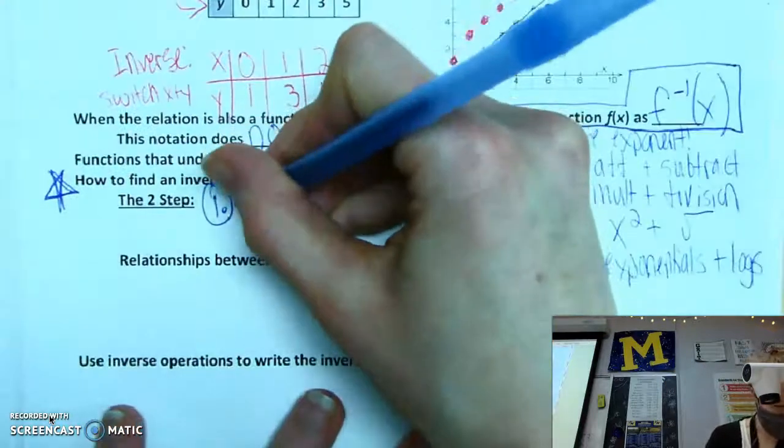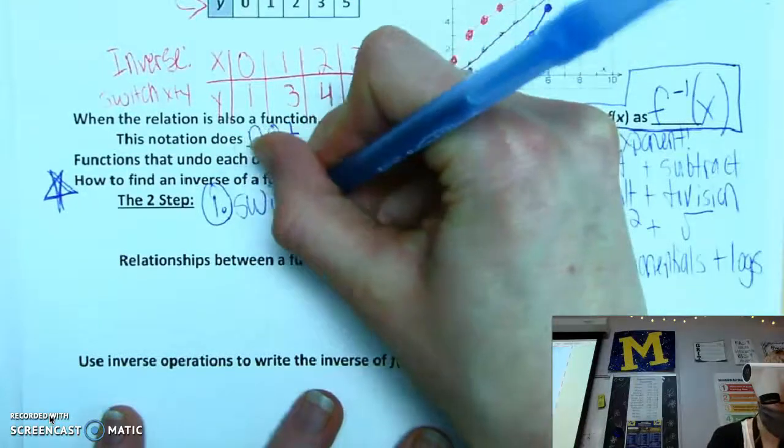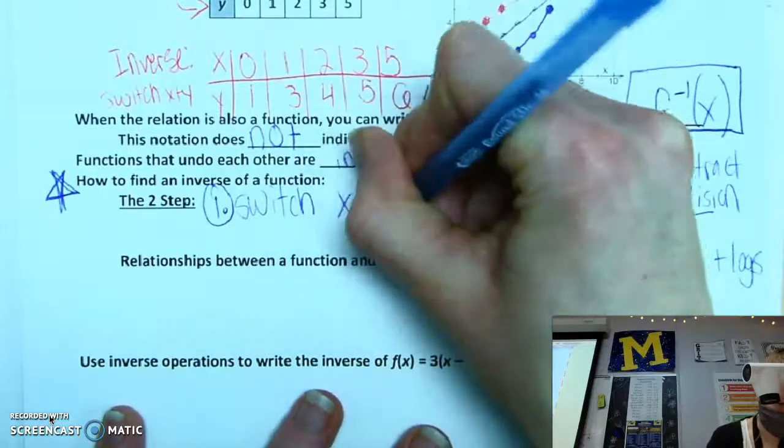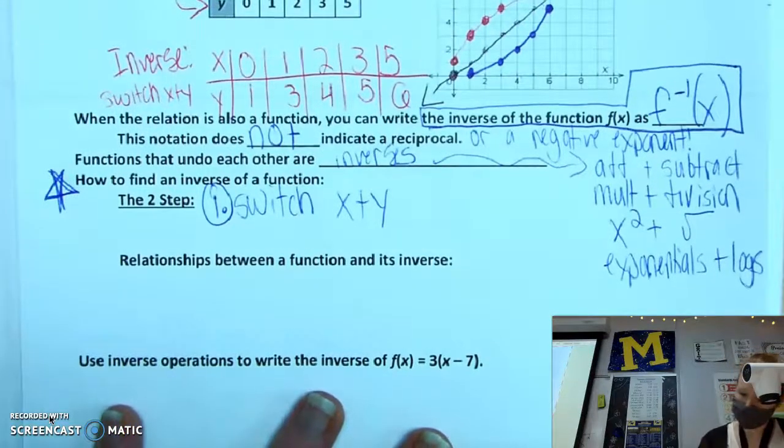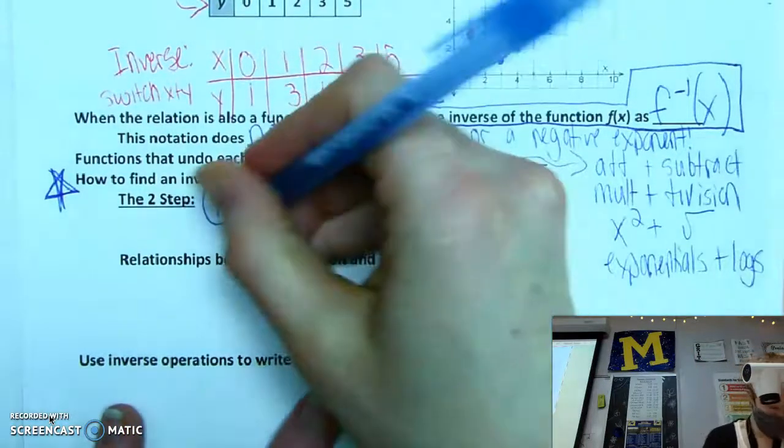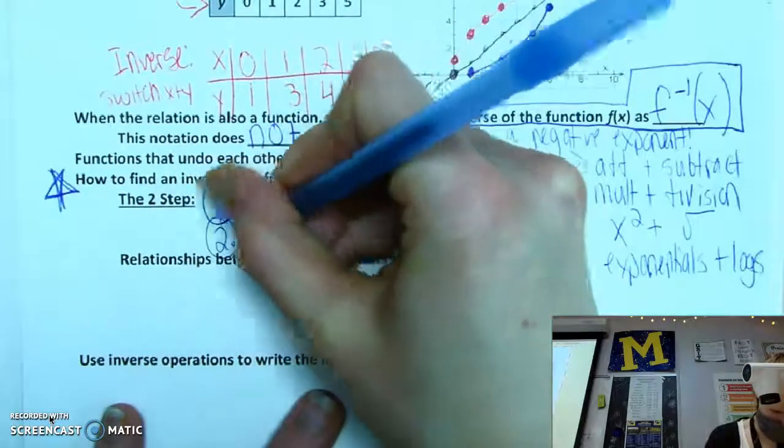Anyway, the first thing you need to do to find the inverse is to switch your x and y around. So just like what we did with those tables up here, we're going to switch the x and y, and then once we've done that, we're going to solve for y.